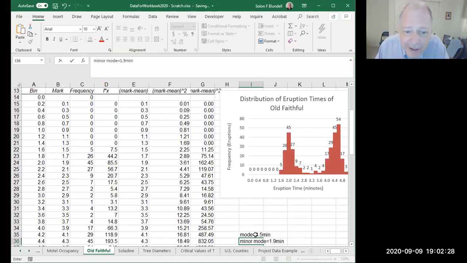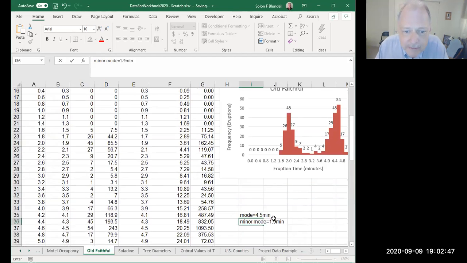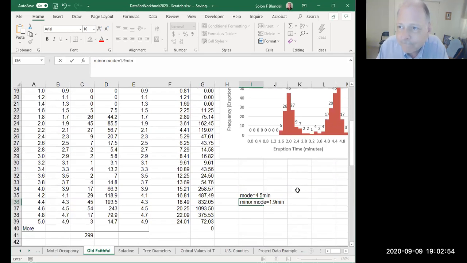Okay, so a mode of 4.5. Old Faithful has sort of two ways of erupting, two modes of eruption, two styles. There's the long ones that last about 4.5 minutes, and then there's the short ones that last about 1.9 minutes. And so the modes are the numbers of minutes there. It's the x value.